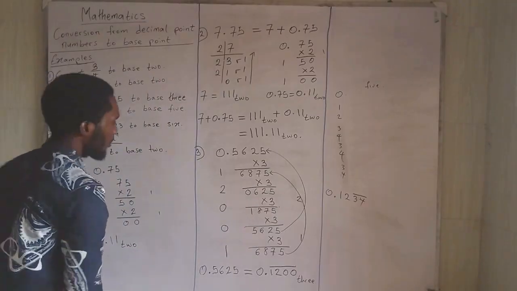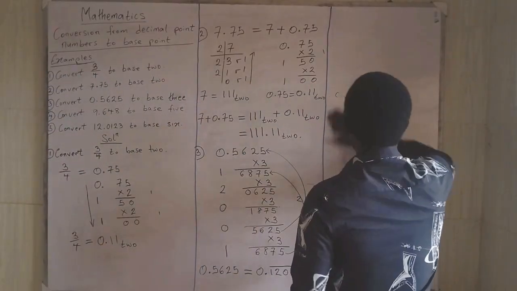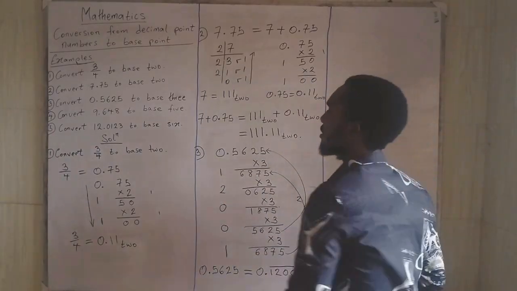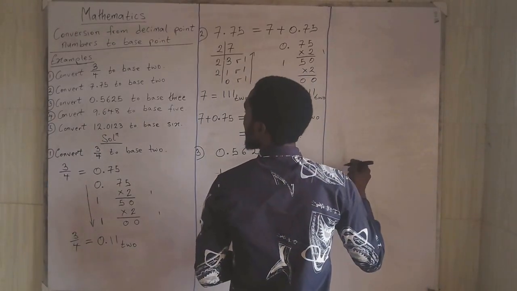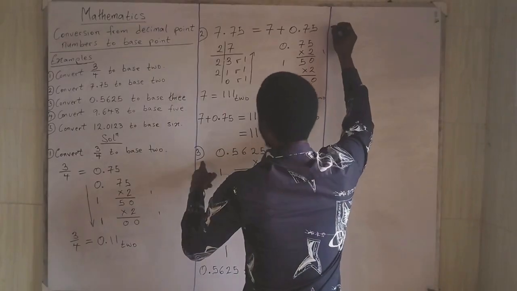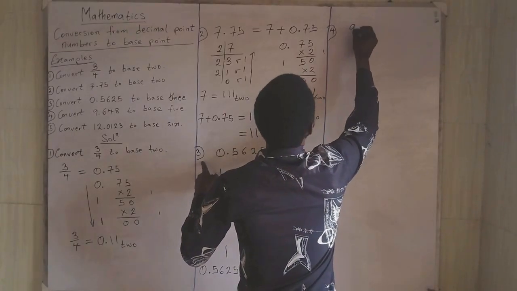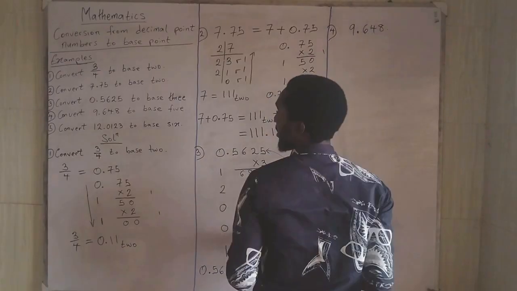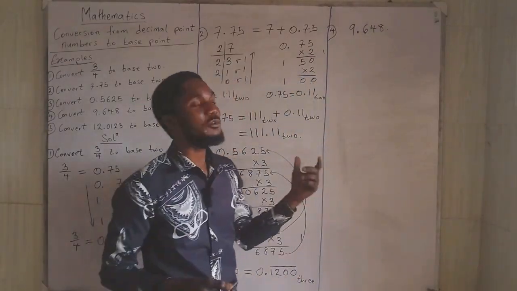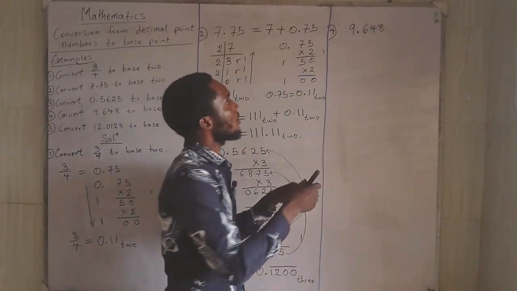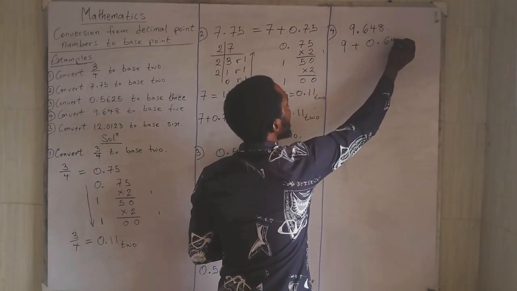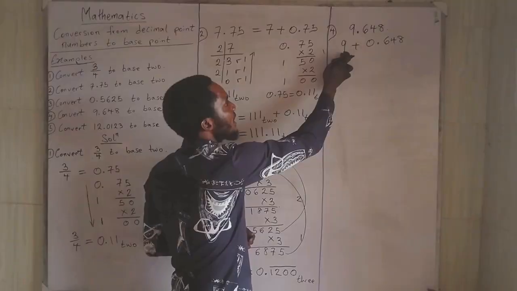The next example. We have to convert 9.648 to base 5. We want to convert 9.648 to base 5. So we can write this as 9 plus 0.648. Convert 9 to base 5.